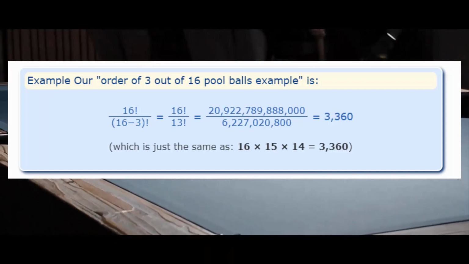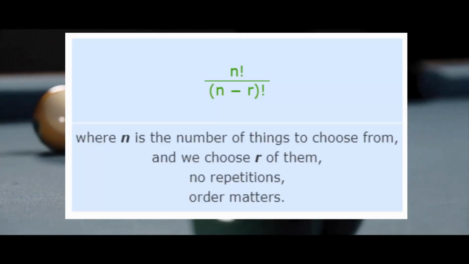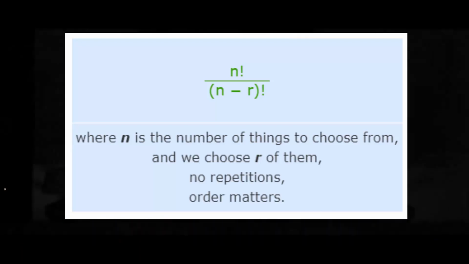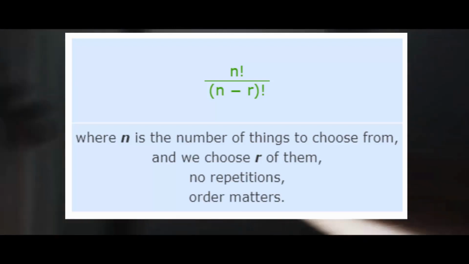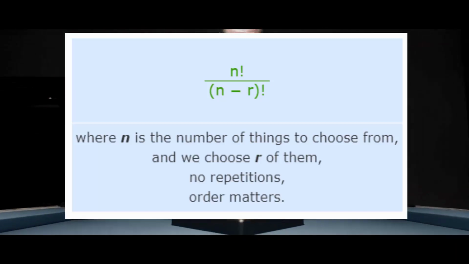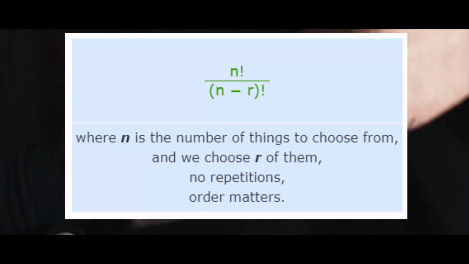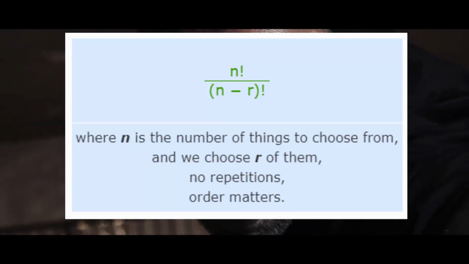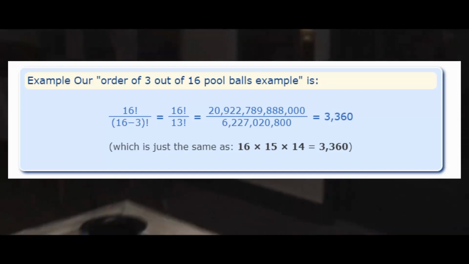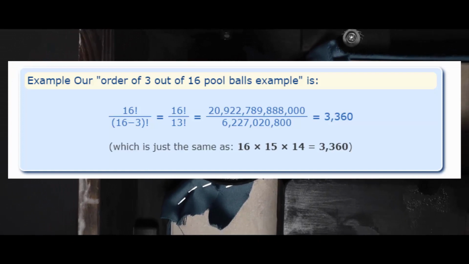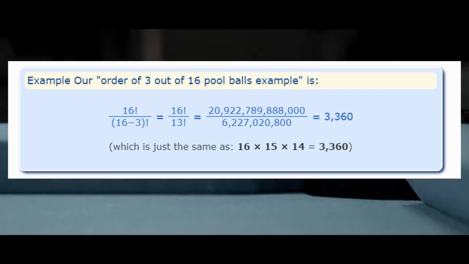You can express the formula for permutations as n factorial over n minus r factorial, where n is the number of things we could choose from, and r is how many we want to choose. So in our case, it would be 16 factorial over 16 minus 3, which is 16 factorial over 13 factorial, and that would give us how many different ways we can arrange 3 choices out of 16, which would give us 3,360.